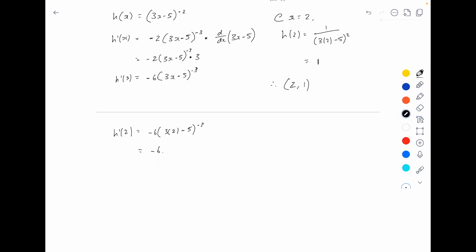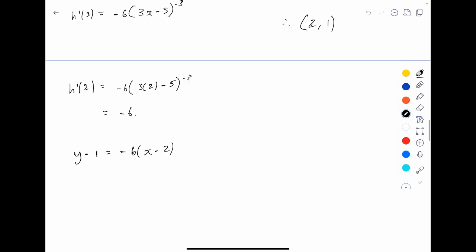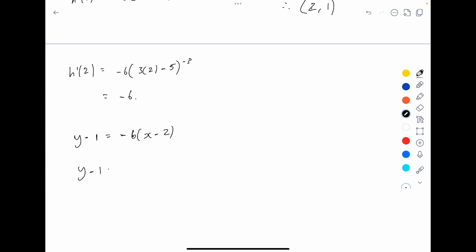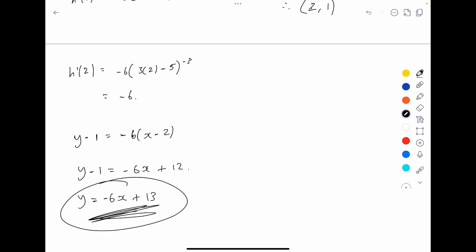So we just apply our equation. So we say y minus y1, which is 1, is equal to minus 6 times x minus x1, which is 2. Okay, so y minus 1 is equal to minus 6x plus 12. So y is equal to minus 6x plus 13. Okay, and that's going to be the answer to that question.